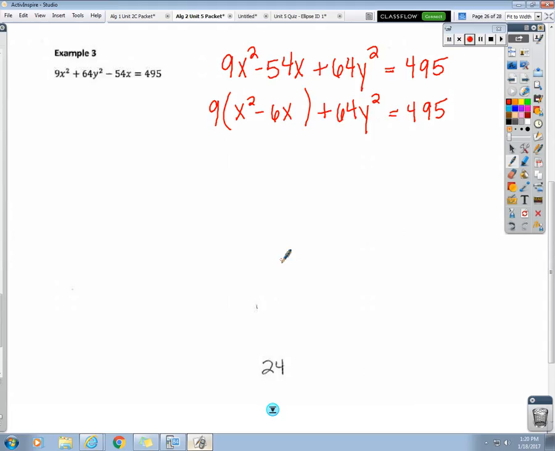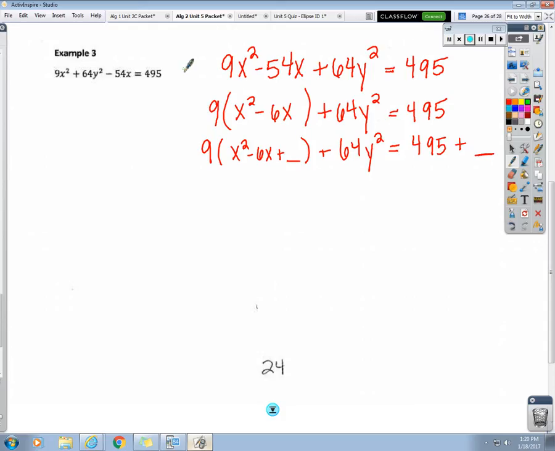Okay, so now I'm ready to start the actual completing the square process. I'm going to add in my blanks. So x squared minus 6x plus blank, and then plus 64y squared. The reason we can't add a blank over here is because think about it. The way that we get a blank is by doing the b value divided by 2 squared, correct? Well, over here, was there a b value? No. So that's why we don't do anything to it. So now we have 495 plus 1 blank, because all we added was 1 blank over here.